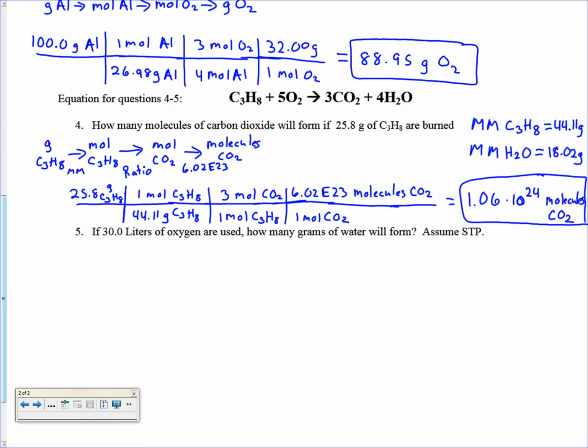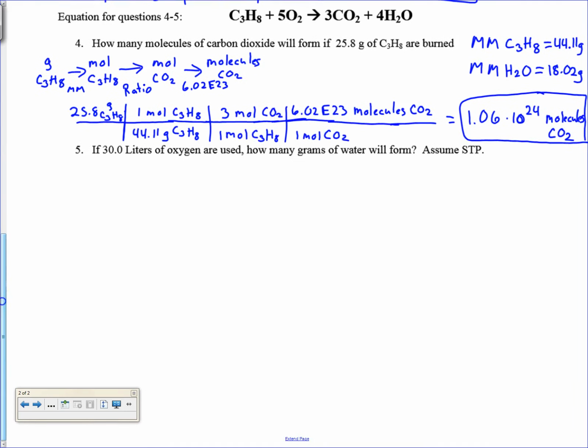All right, last problem here, starting out with 30 liters of oxygen. We're going to get to grams of water. So on this one, we're going from liters of O2 to moles of O2 to moles of water, and then to grams of water. Liters to moles, that's 22.4 is your conversion factor. Moles to moles, that's using a ratio. Going from moles to grams, that's using our molar mass.